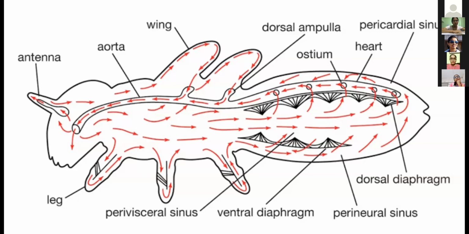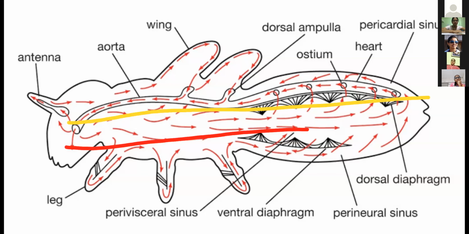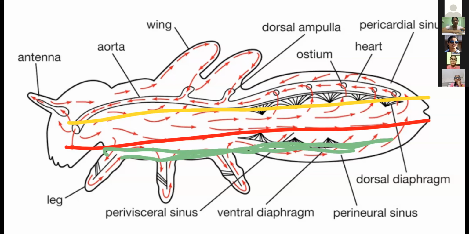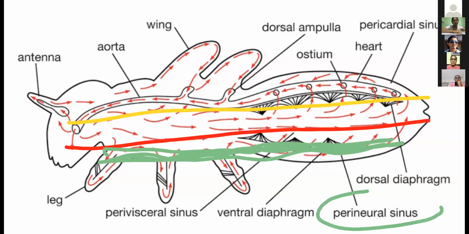Cockroach body is divisible into 3 parts, right? First one, that is over here. This is the first part. Body 1, 2. Ventral side. This is the ventral side of the cockroach, right? And here the sinus, the coelom is there. We call it perineural sinus, right?